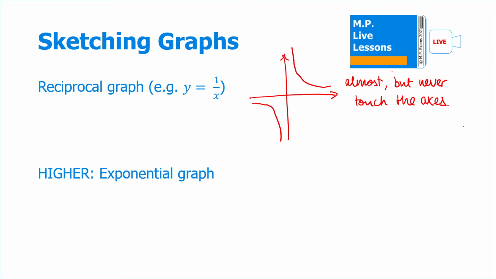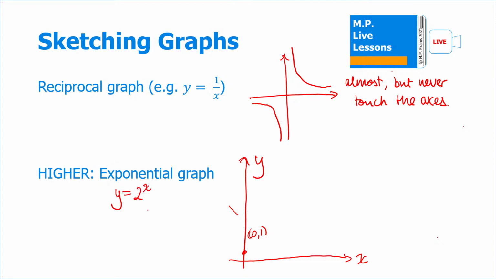And for higher tier is the exponential graph. So let's say you'll have something like this. Exponential graphs will often cross the point 0, 1, because anything to the power of 0 is 1. And then they'll start off really low. They'll just shoot up like this.